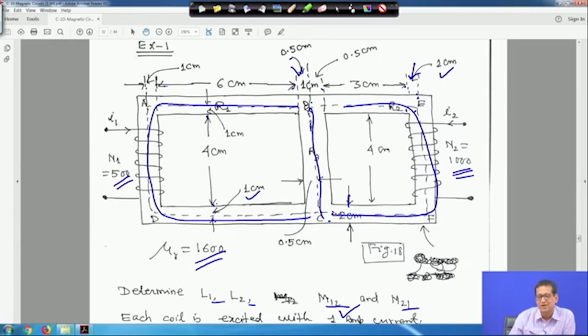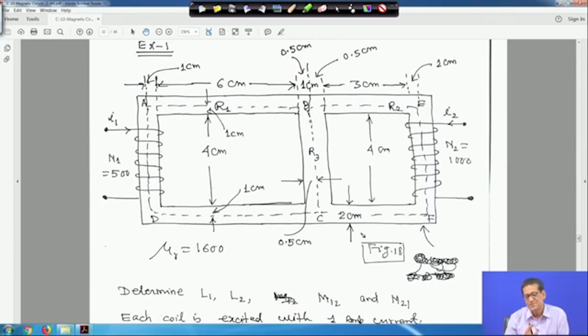So there are 3 paths, and either of these coils is excited by 1 ampere current. First we consider only I1 is equal to 1 ampere, forget about the other one. The turns here are 500 and the turns here are 1000. Independently we will see how things are, and the thickness of this is 1 centimeter. That is why from here to here the mean path is marked 0.5 centimeter. So everything is marked. Let me clear it. If you look at the diagram, everything is marked for you. Just see carefully how we have done it.